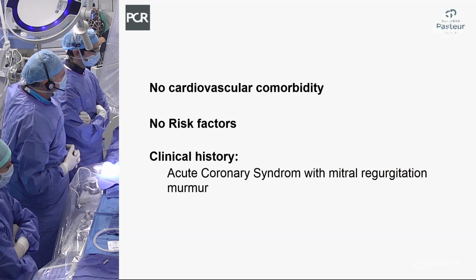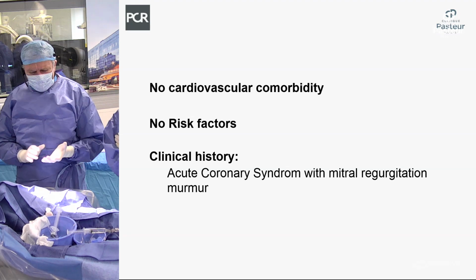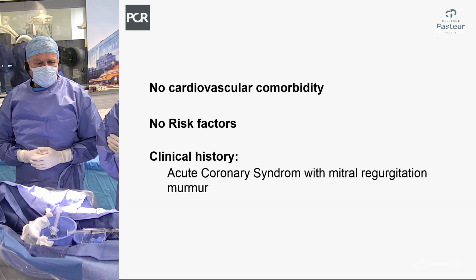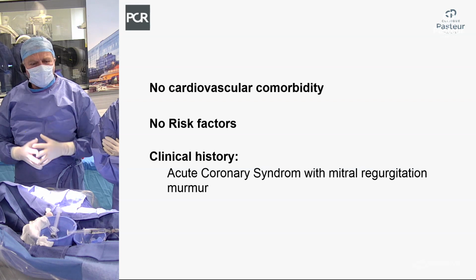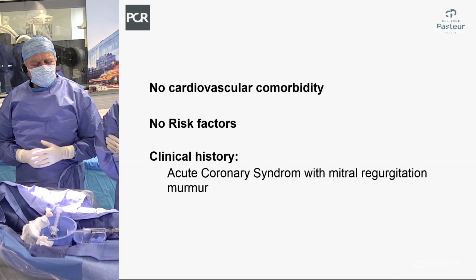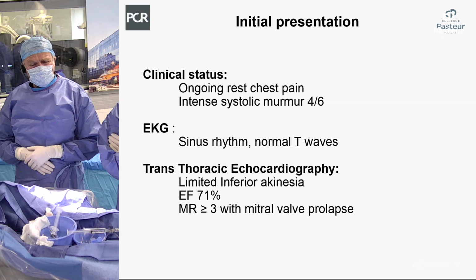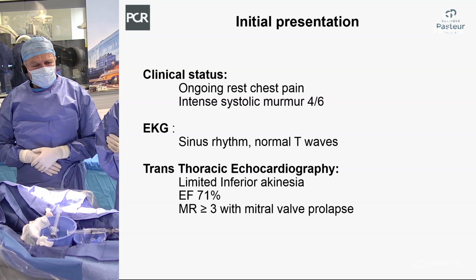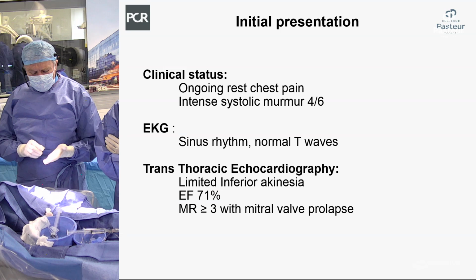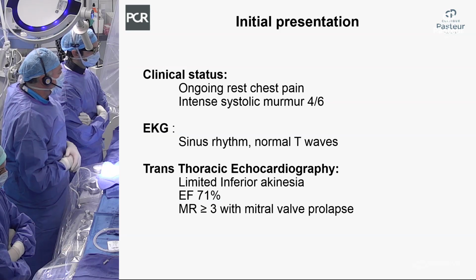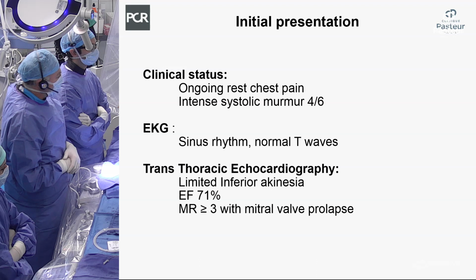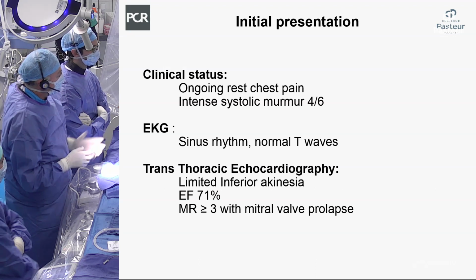Next, no specific past medical history, and the patient was sent to our center after an acute coronary syndrome, and the previous evaluation noticed that he has some mitral regurgitation murmur. So he was sent directly to the cath lab due to an ongoing right chest pain, and on clinical exam, there was an intense systolic murmur. The ECG was normal with no specific modification, and in the center that evaluated the patient before, they did a transthoracic echo that showed that the ejection fraction was good, 70%, and there was effectively a severe mitral regurgitation with some mitral valve prolapse.